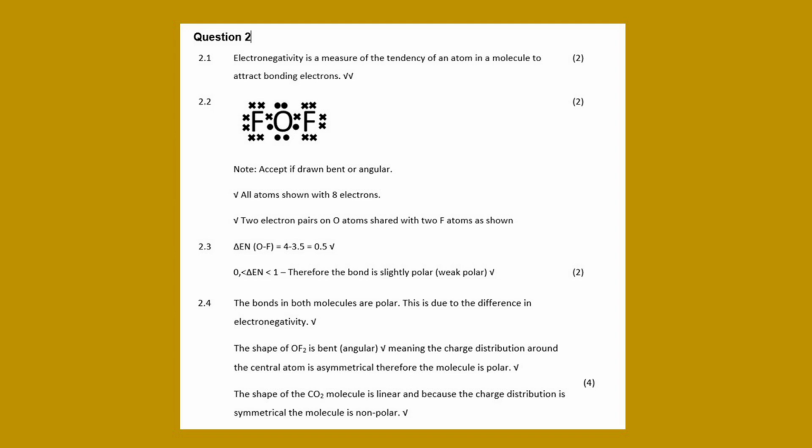2.4, and please note how this is answered. The bonds in both molecules are polar. This is due to the difference in electronegativity. The shape of OF2 is bent, meaning the charge distribution around the central atom is asymmetric, therefore the molecule is polar. The shape of the CO2 molecule is linear, and because the charge distribution is symmetrical, the molecule is non-polar.